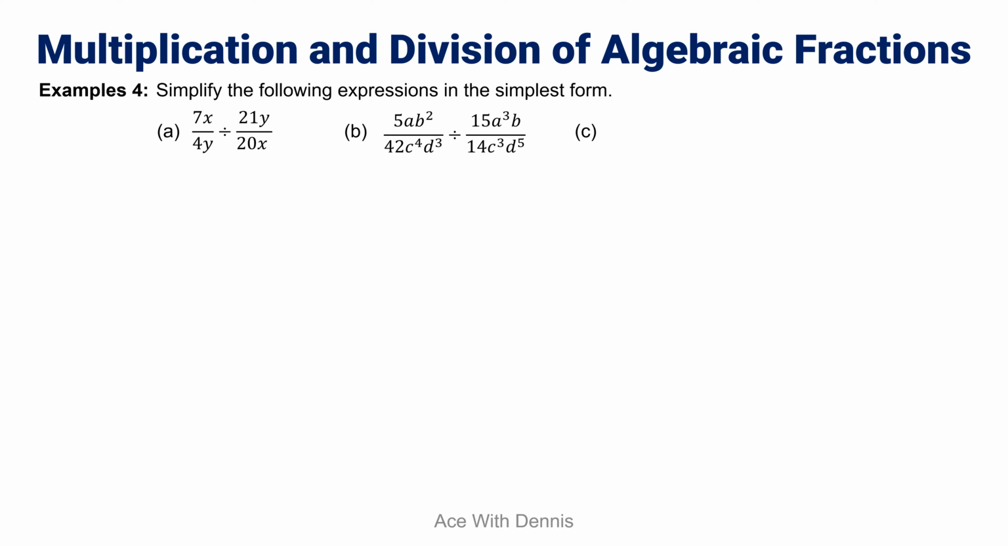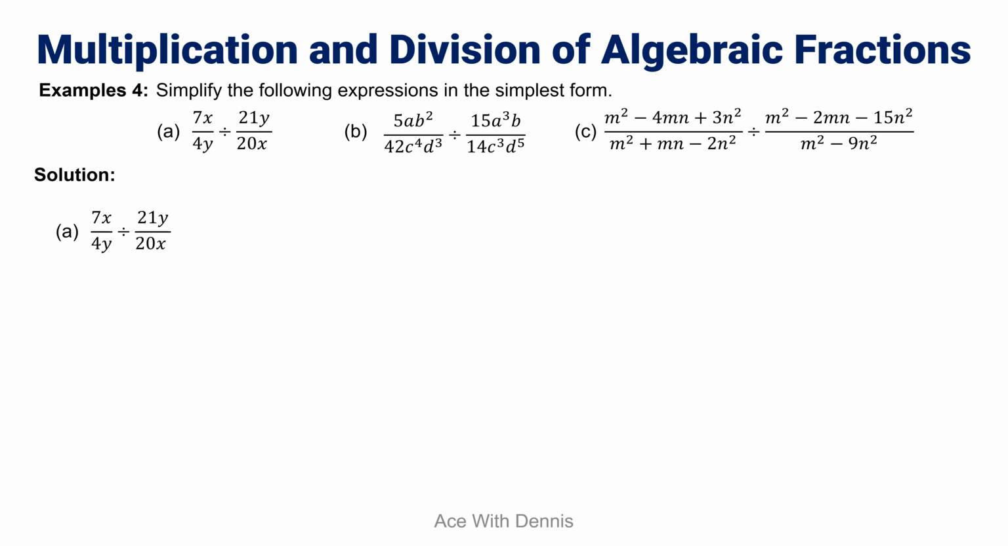to the power 5. And C, m squared minus 4mn plus 3n squared over m squared plus mn minus 2n squared divided by m squared minus 2mn minus 15n squared over m squared minus 9n squared.